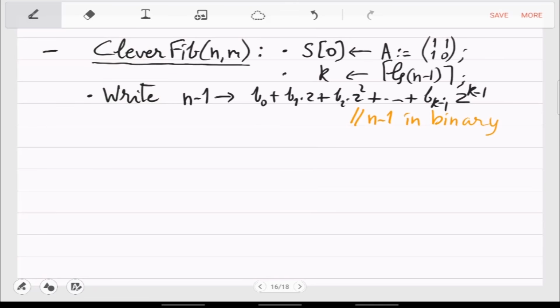The zeros we don't care about. The ones, for example, if B2 is 1, then it means that a to the 2 squared has to be calculated. And if Bk minus 1 is 1, then it means that a raised to 2 raised to k minus 1 has to be calculated because it contributes to a to the n minus 1. Right? So the bits here that are on, you have to calculate those powers and multiply them. This will be the value of a to the n minus 1.